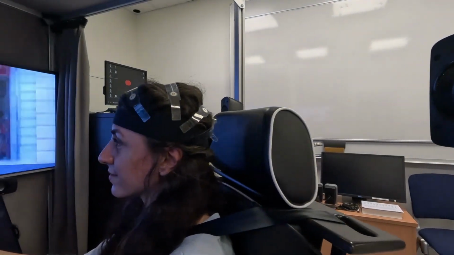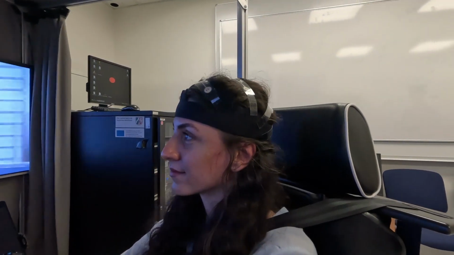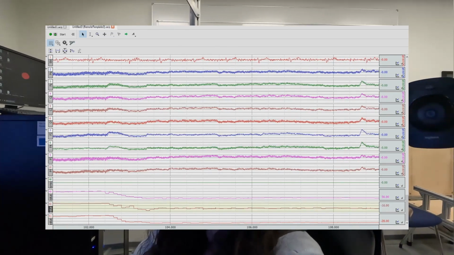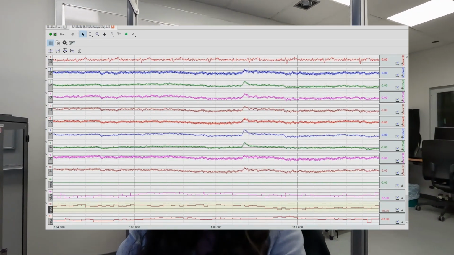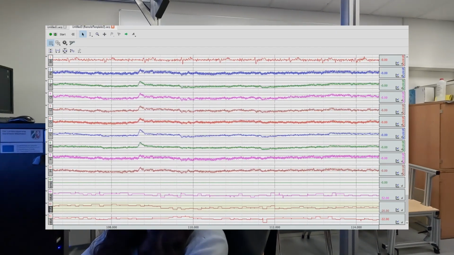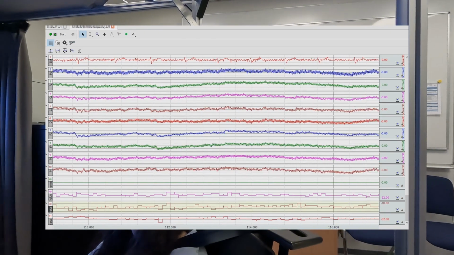Delving into brainwave patterns, our EEG sensor captures the driver's cognitive state. This offers a direct window into focus, mental workload, and potential cognitive impairments.